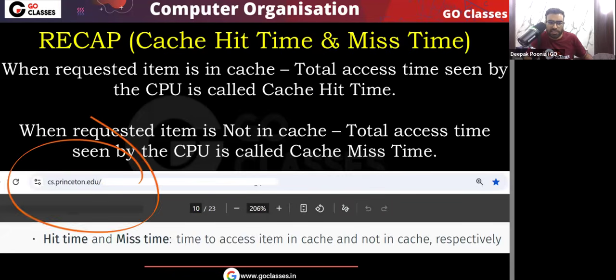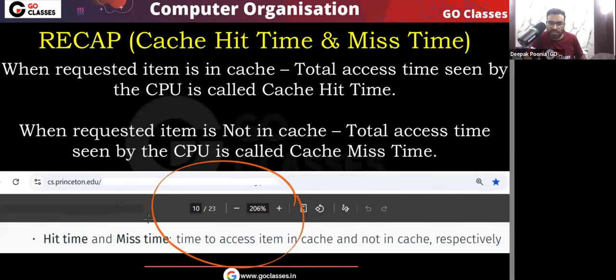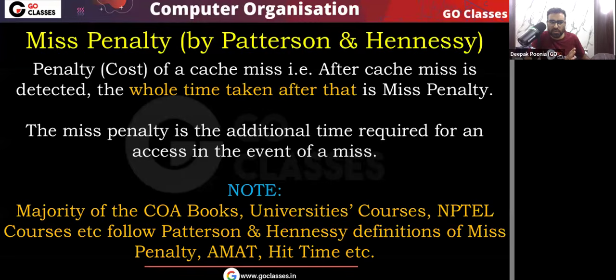The same thing is given in the Princeton University. What is miss time, what is hit time? Basically, hit time means when the requested data is in the cache memory, then the total time to access, that is hit time. And when the requested data is not in the cache memory, then the total time to access, that is miss time. So you can see the miss time definition that we have seen in the previous lecture, that is used as miss penalty definition in the Carl Hamacher book. This is the only thing I just wanted to tell you.